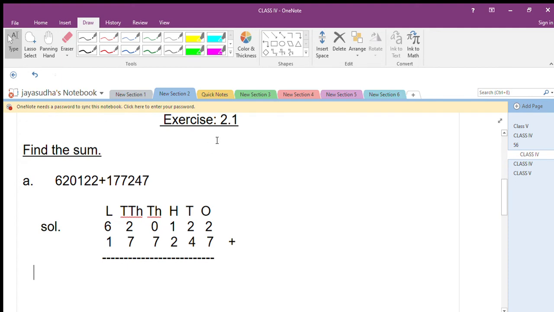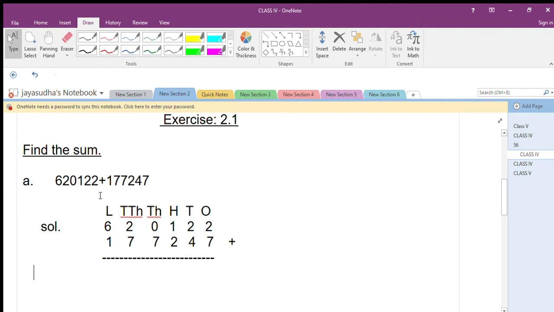Now, exercise 2.1, children, find the sum. Listen to the question. First you have to arrange the numbers column wise. Then you have to add. First you write the place values: ones, tens, hundreds, thousands, 10,000s, lakhs. Next you write the numbers according to the place values.